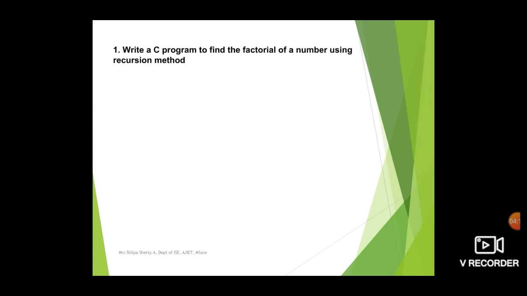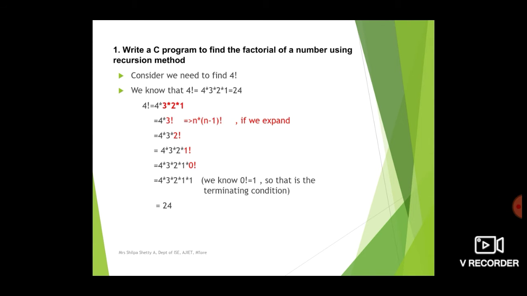First let us see an example program to find the factorial of a number using the recursion method. We are going to find the factorial of a number. Suppose that we need to find the factorial of 4. We know that 4 factorial is nothing but 4 into 3 into 2 into 1. That is, the factorial of a particular number n is nothing but the product of all natural numbers from 1 till n. So 4 factorial is nothing but 4 into 3 into 2 into 1, which is 24.